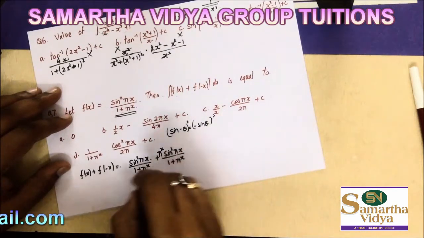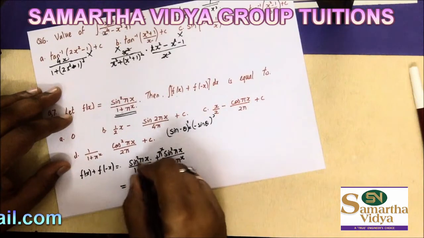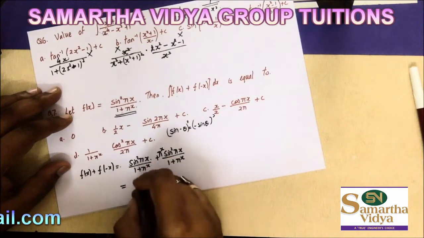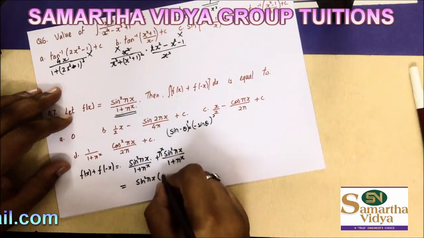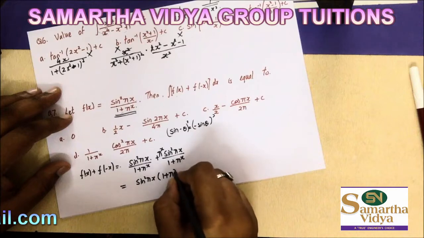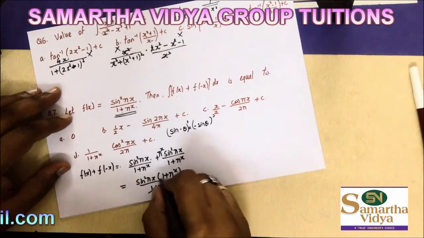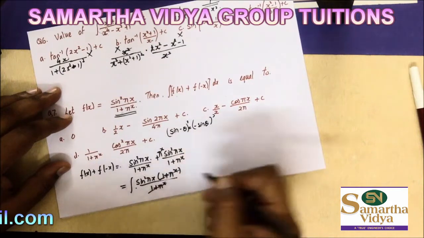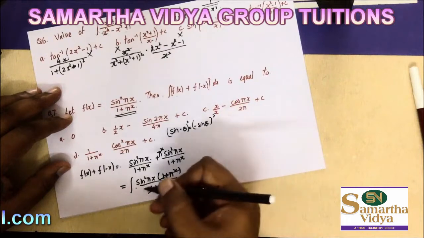So this is the addition, or basically the integration, which I need to find. So let's take sine square pi x as common. If I'm taking sine square pi x as common, inside the bracket I will be landing with 1 plus pi raised to x, and in the denominator I'll be getting the same thing. So this gets cancelled. I need to find the integration of this. So it's simply finding integration of sine square pi x.